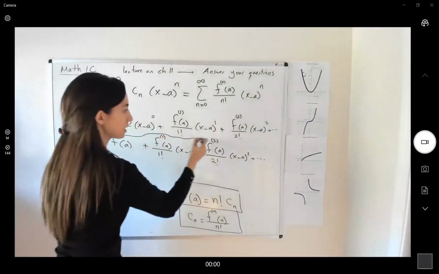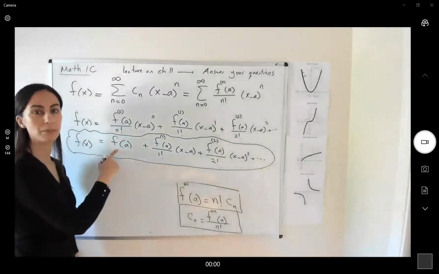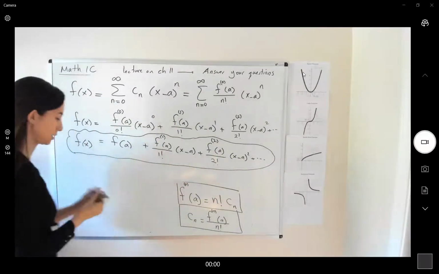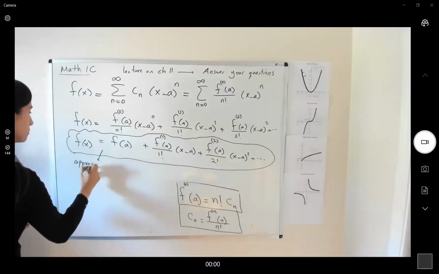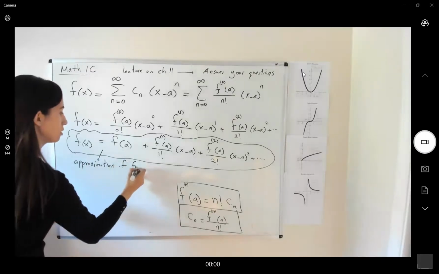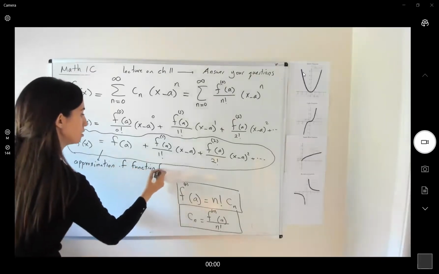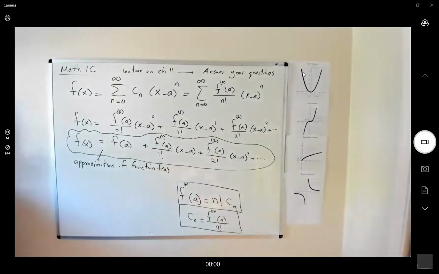Why? It says that any function has an approximation like this. This is an approximation of the function f of x. Very well.